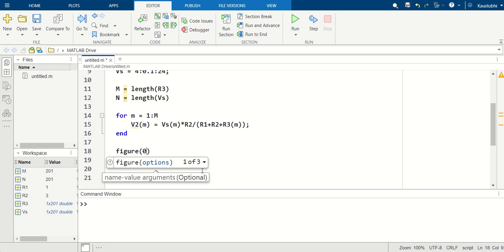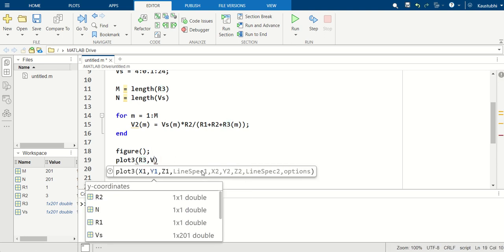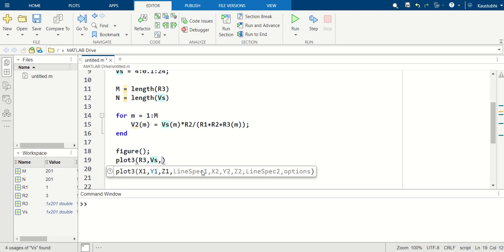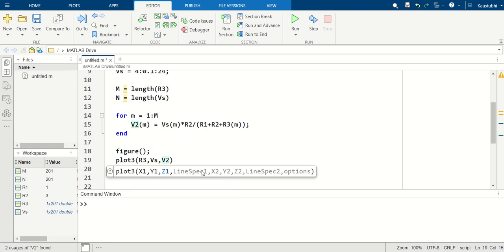If you have only one figure, you don't have to initiate any figure. Otherwise, you can create it. Even if you create, no problem. Now, if you want to plot a 3D graph, use plot3, and then you have to give the variables. Let's say I want R3 as X, then Vs, the source voltage, as Y, and my voltage across R2 as Z. So that will be my V2. This is how we are going to have it.